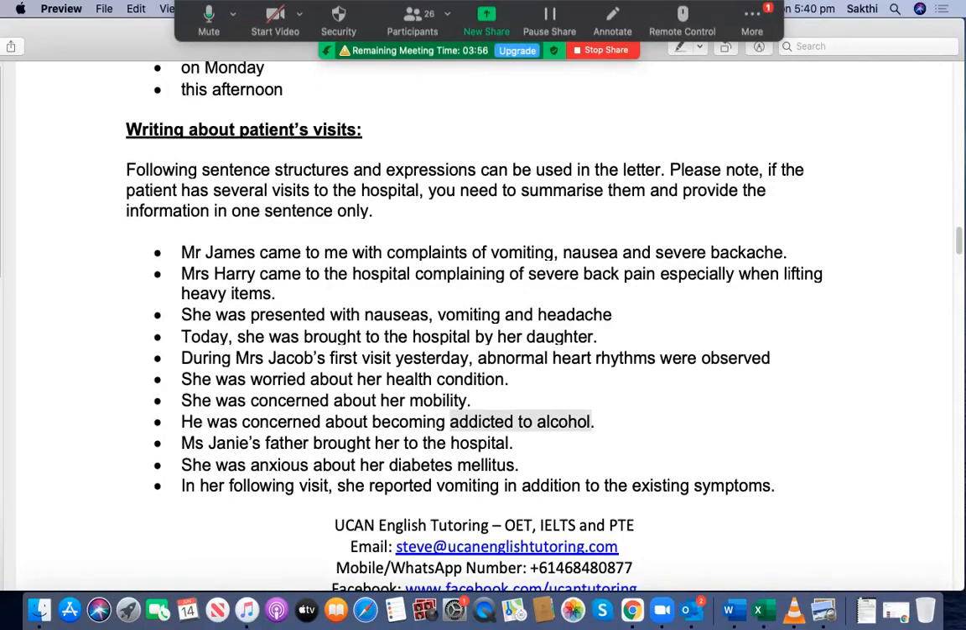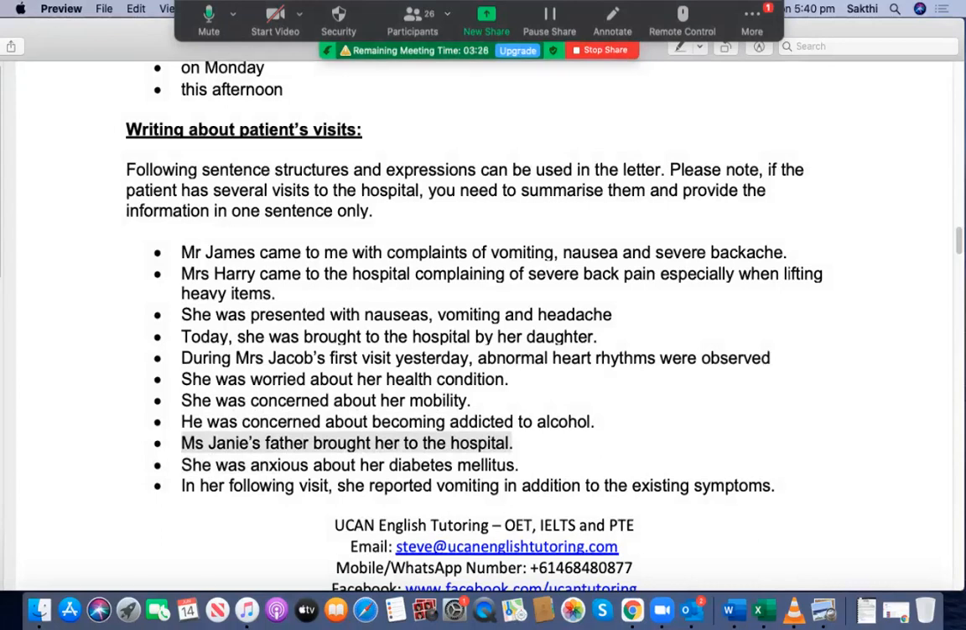When you see the case notes where they have mentioned that he has been increasingly consuming alcohol or so on, you can use this sentence structure. Okay, he was concerned about becoming addicted to alcohol. If someone keeps on increasing the consumption of alcohol, you can use this kind of structure.